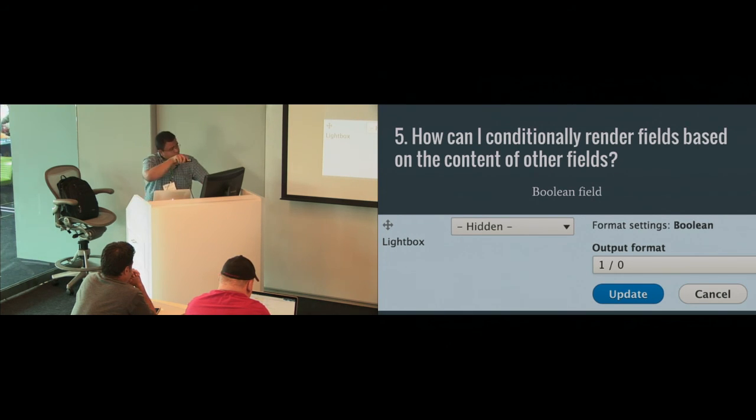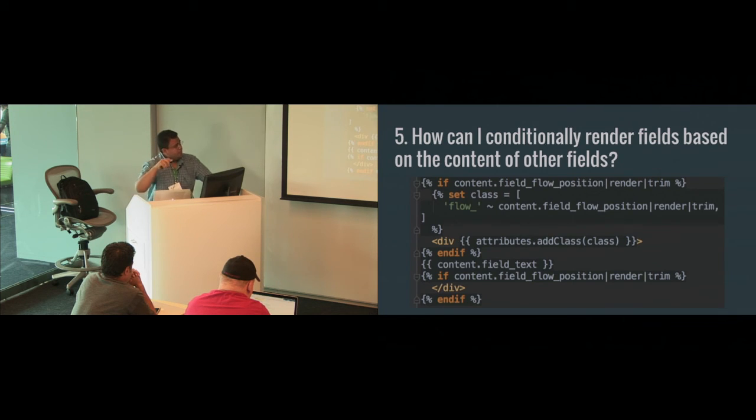And this is really important. When we go to manage display, we have to hide the label, as you would imagine, but we have to use the output format 1/0. Why? Because we are making a test, and by default, the Boolean field won't use 1 or 0. By default, it will use the on and off labels that you configure.